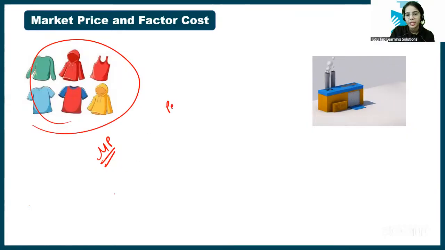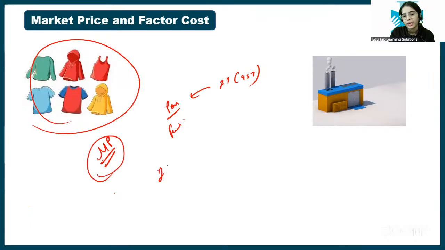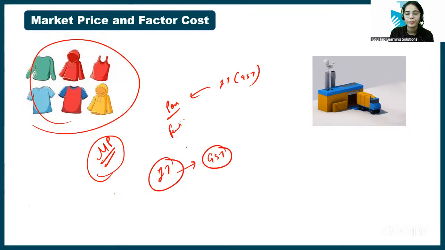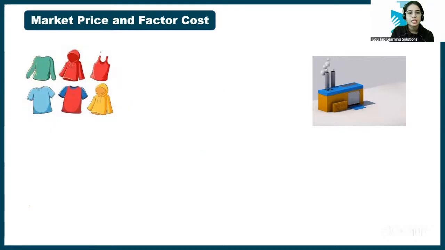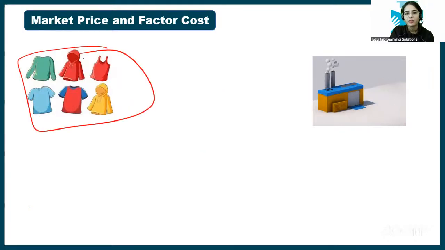If you are buying a pen, does it include the indirect taxes like the GST? If you are buying a fertilizer bottle for your home garden, yes. So market price includes the indirect taxes, indirect taxes like goods and services tax. Okay, so this is the market price. Market price is the price in the market, basically the price for this hoodie. If you are buying a t-shirt, the price in the market is the market price.